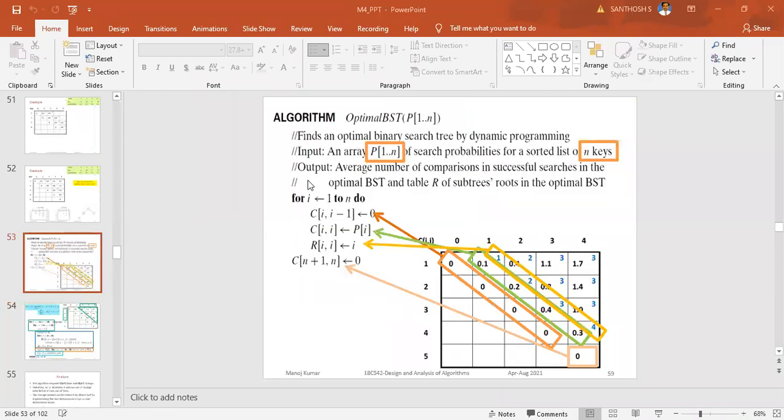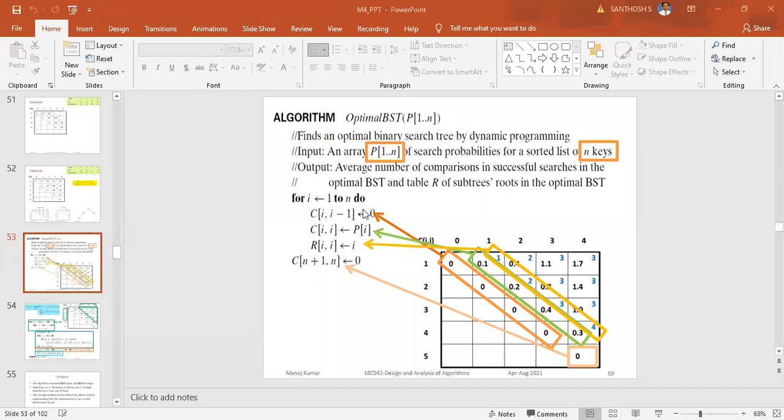The algorithm is optimal BST. What is the output? It finds the optimal binary search tree by dynamic programming. What is the input? It is the probability array, A of 1 to A of n with probabilities 1 to n, for the sorted list of n keys. What is the output? The average number of comparisons in successful searches in the binary search tree.